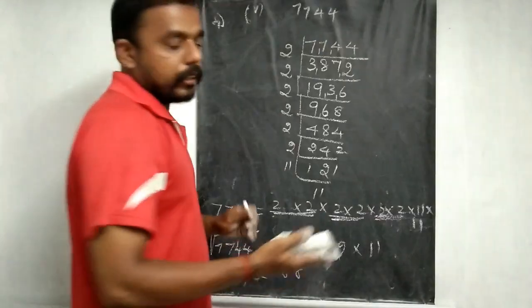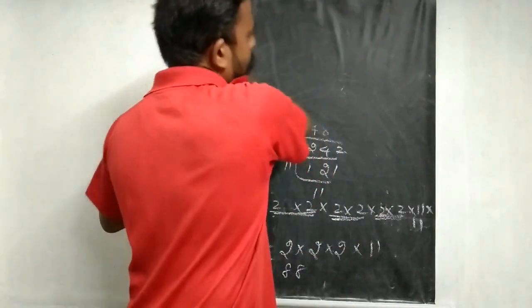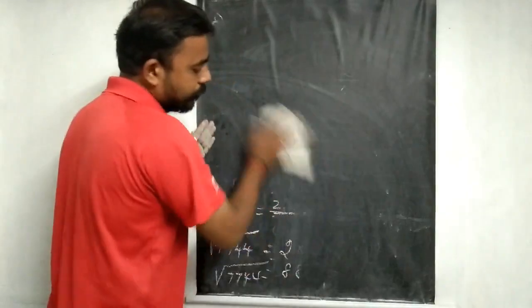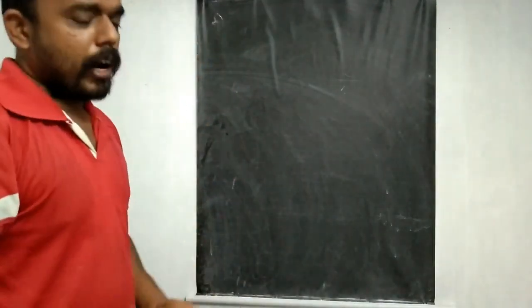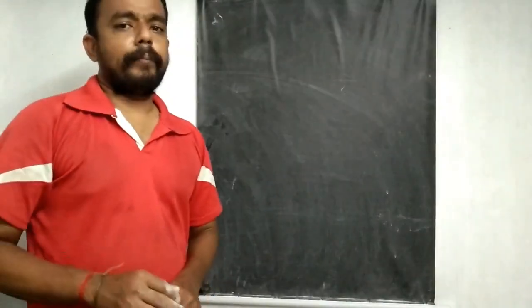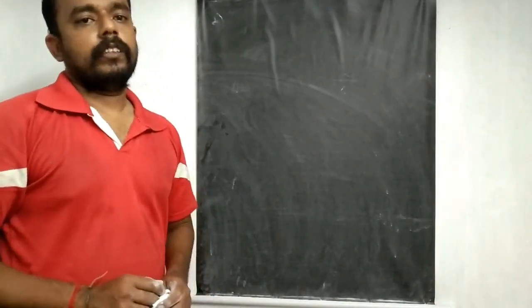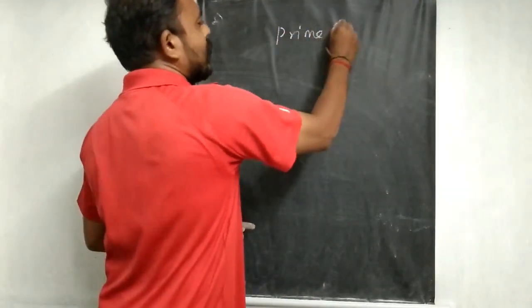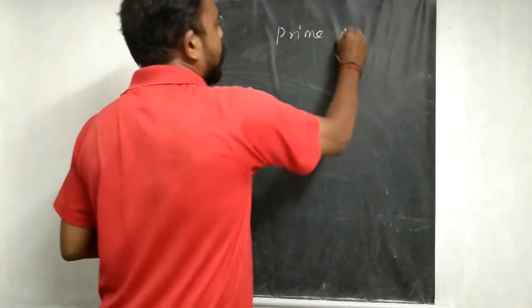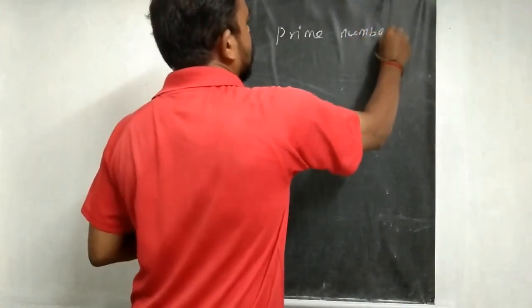Similarly, 9216. All the problems we can do by using prime factorization. Now I will just introduce what the prime numbers are up to 50. Using these you can divide, which are the prime numbers up to 50.